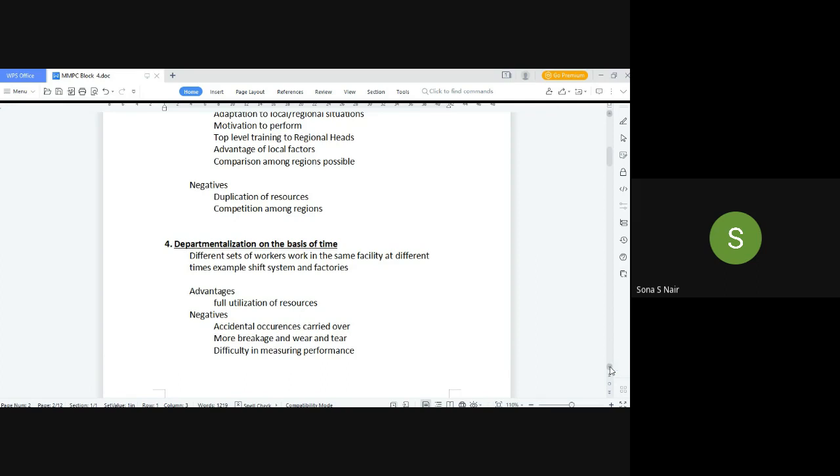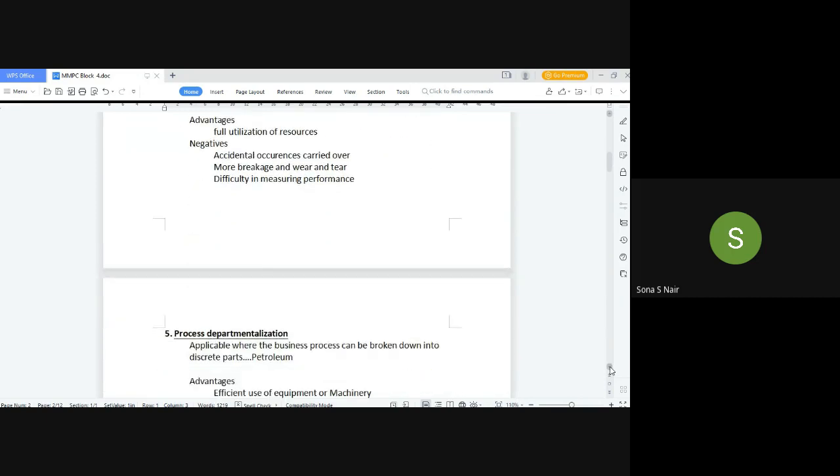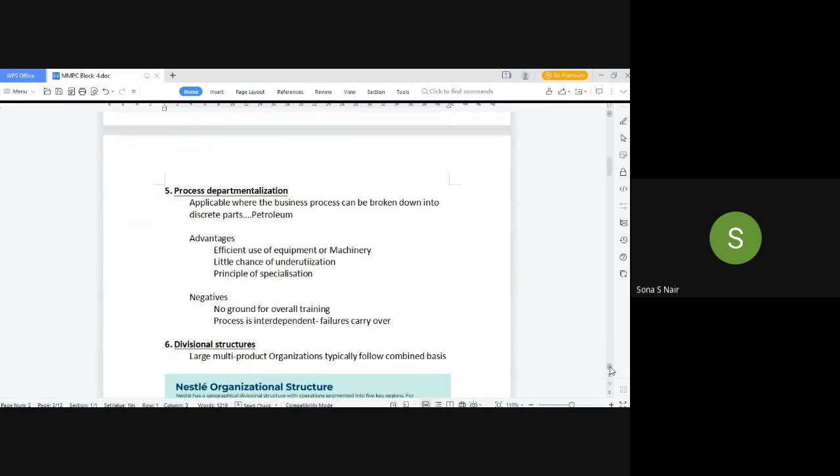But negatives is that whenever some accident occurs, whenever there's some repair to be done, the problem in one shift will be carried over to the next shift also. More breakage, wear and tear. Why? Because it's being utilized. When we are talking of optimum, they are actually utilizing the machinery or the capital to a maximum level. So obviously there would be more breakage and wear and tear. Sometimes it is difficult to measure performance also, because it is a continuous process going on in the utility, and it becomes difficult to measure.